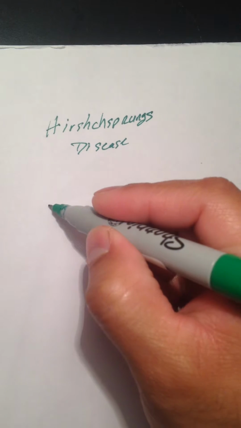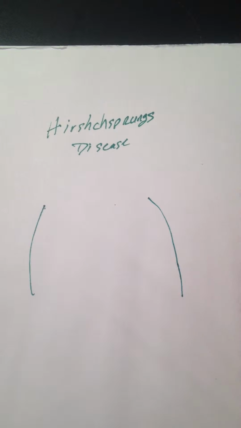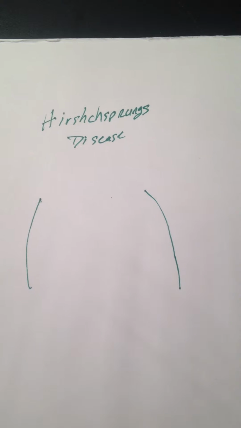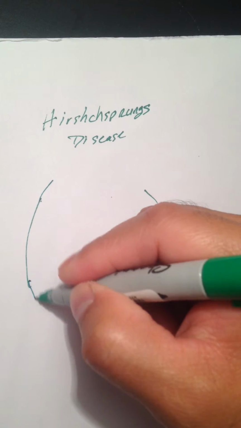Let's do a quick view of anatomy here. So let's say this is a baby, okay? Because Hirschsprung's disease is a congenital anomaly, meaning you're born with it. And typically this is seen in newborns and babies and infants. So let's discuss a little bit of that anatomy.